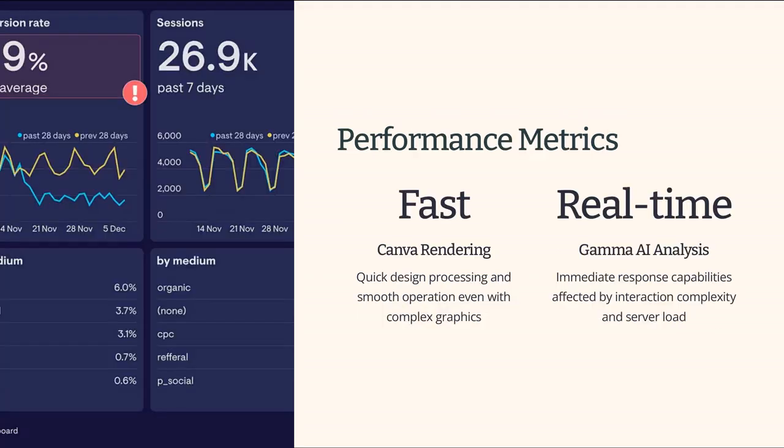In terms of performance, Canva delivers fast rendering of designs and smooth operation. Gamma AI provides real-time analysis and responses, but its performance can be influenced by the complexity of the interactions and the server load.